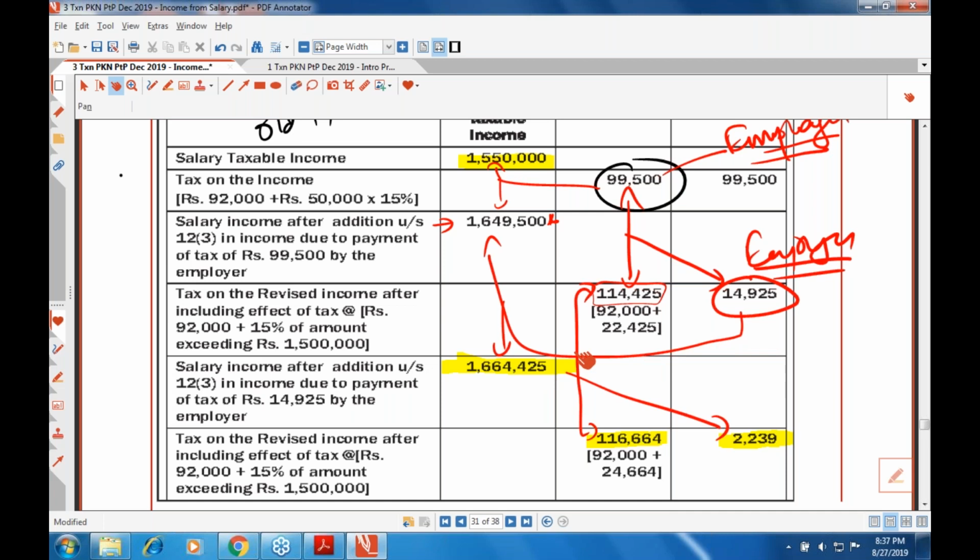If this total becomes 1,664,425, there is a revised tax computation on this, which is 116,000. 114,000 has already been paid. So now the difference of 2,239 is paid in the next session. And then it is going to be added to the salary again. The revised computation would be done, and it will keep on going till the time this figure becomes zero. Do you understand now?